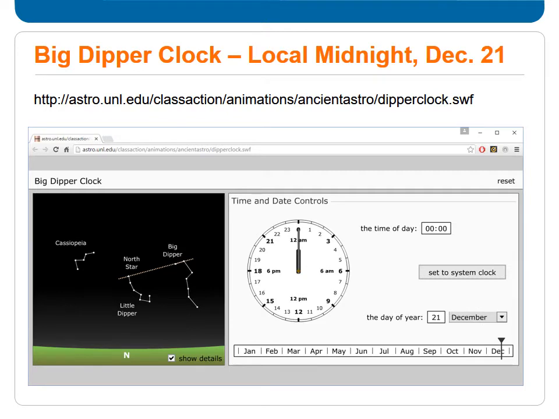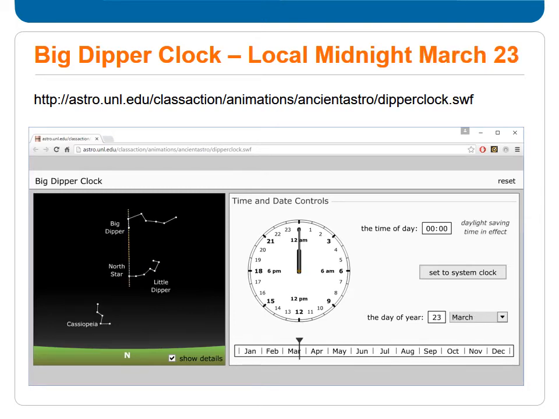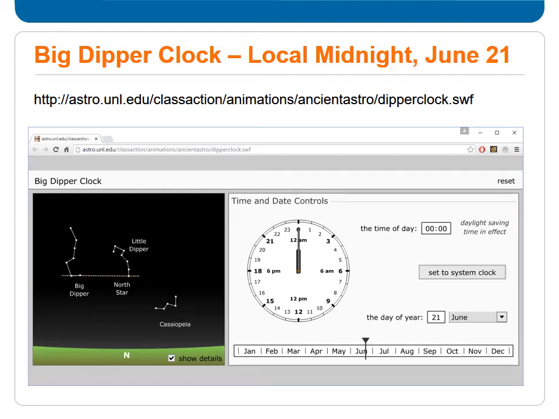This is the position of the Big Dipper, Little Dipper, and Cassiopeia at local midnight on the winter solstice. It is the same position they were around sunrise on September 21st. This is the position at local midnight on the vernal equinox. It is the same position they were around noon on September 21st. This is the orientation of the dippers at local midnight on the summer solstice. It is the same position as around local sunset on September 21st.